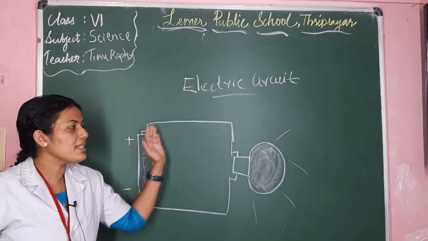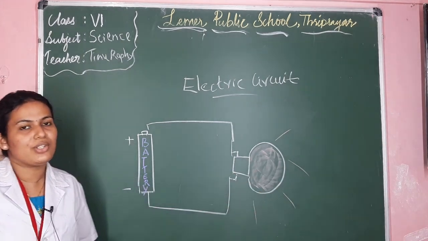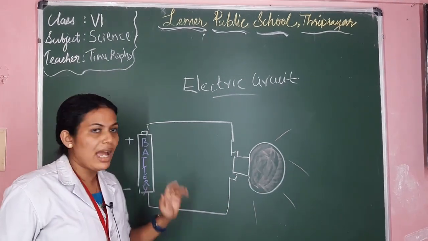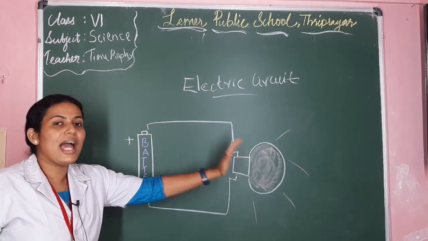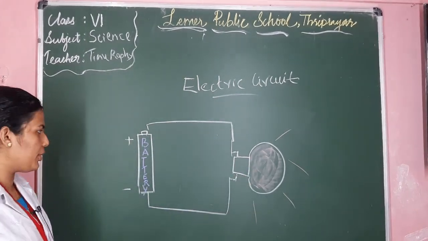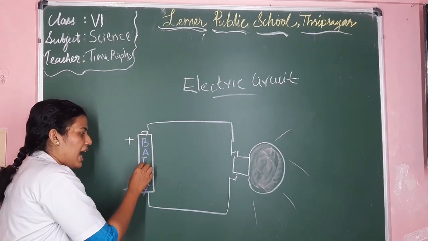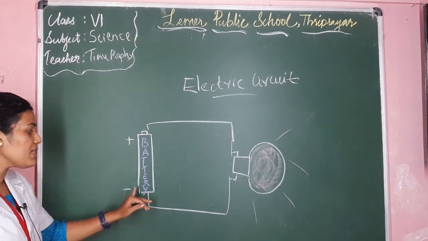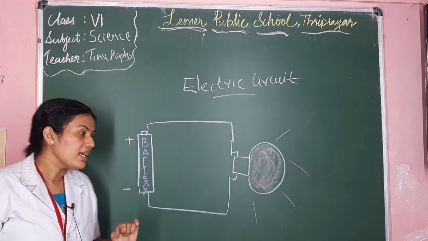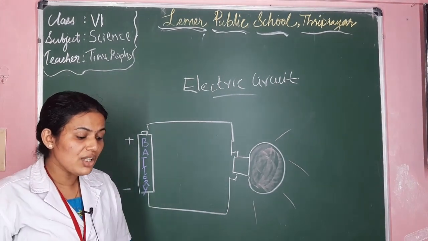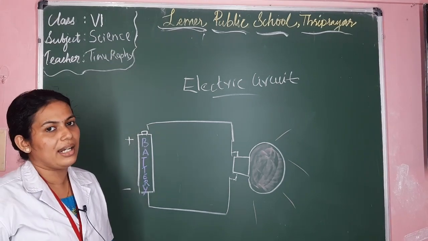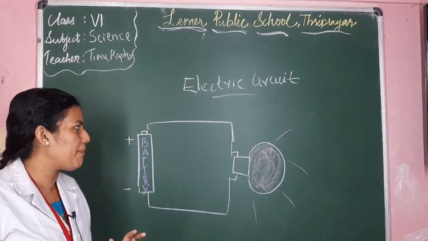So dear children, this is a simple representation of an electric circuit, and this diagram is also given in your page number 117. In this diagram you can see an electric circuit. Here the teacher has marked a battery. So what is the function of the battery, dear children? Yes, it has a positive and negative terminal, and its function is to provide the electric current, isn't it? It provides the electric supply.